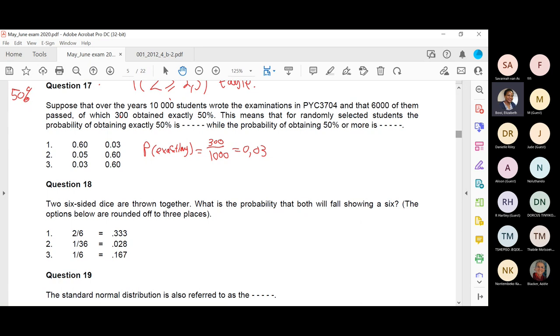And then we need to find the probability of those who got more than 50%. It says 50% or more. It's going to be 6,000 divided by 10,000, which is 0.6. Which then makes it option 3. The answer is number 3.